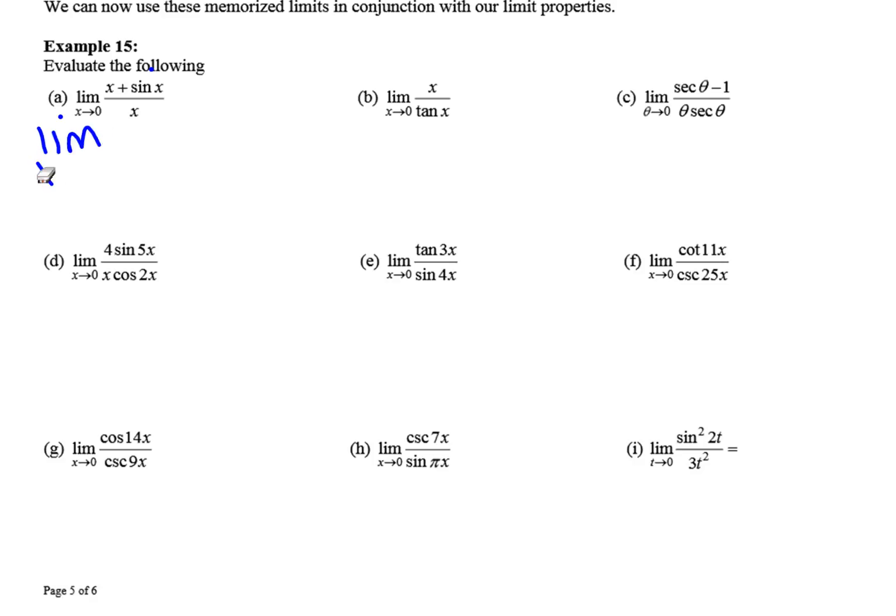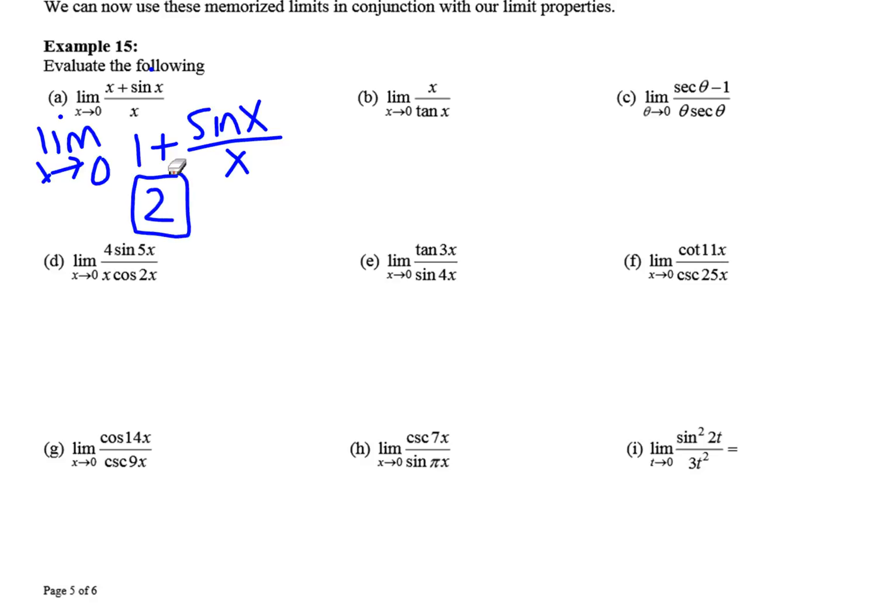So if the limit as x approaches 0, I could write this as x over x. Well, that's just 1, plus sine of x over x. Now the limit of 1 as x approaches 0 is 1. Limit of sine of x over x as x approaches 0 is 1. So 1 plus 1 is 2.